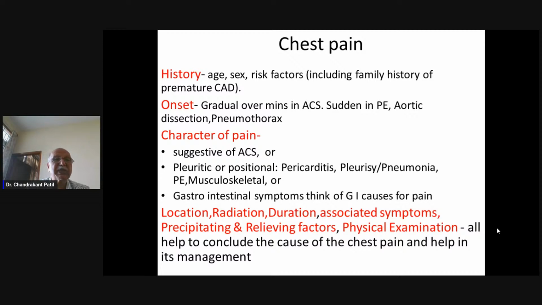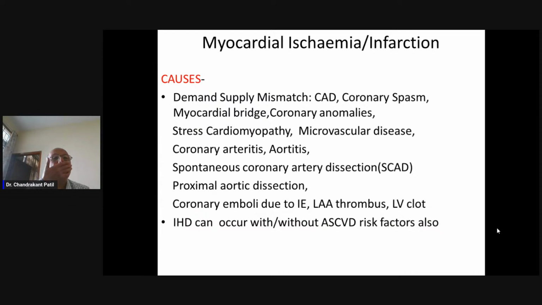And of course, it's a retrosternal pain in an ACS, and may be radiating to the left arm or the left shoulder, maybe both shoulders, rarely to the back or the epigastrium. All these are very important. And now, I told you CAD is the main culprit or the cause for this acute coronary syndrome. Rarely superadded spasm can be there. Myocardial bridge, coronary anomalies, they are all very rare causes. Don't bother about that. What we are interested in is mainly coronary artery disease, and rarely even spontaneous coronary artery dissection, which can occur in pregnancy. And proximal aortic dissection can occur in a hypertensive individual for a long time when BP is not controlled. And very rarely coronary emboli due to infective endocarditis. So don't bother about them.